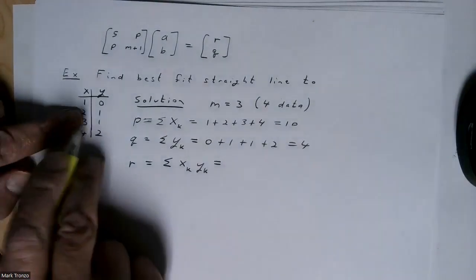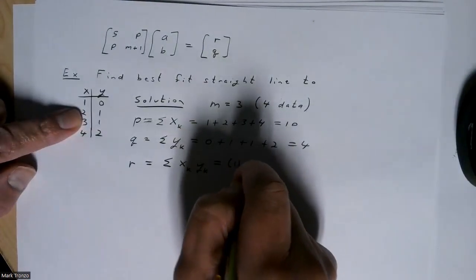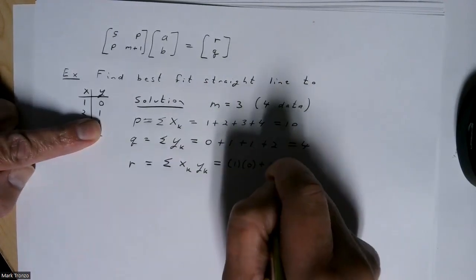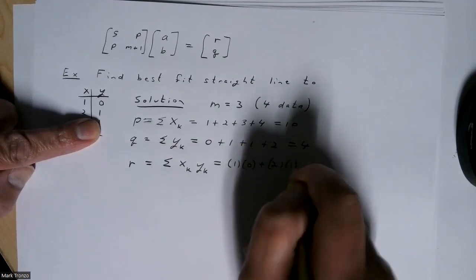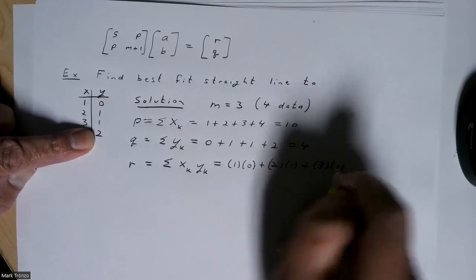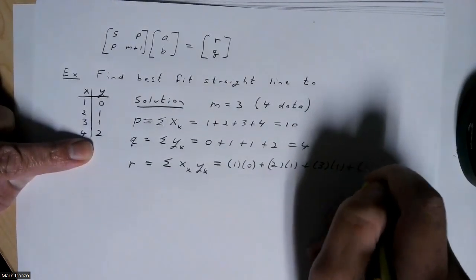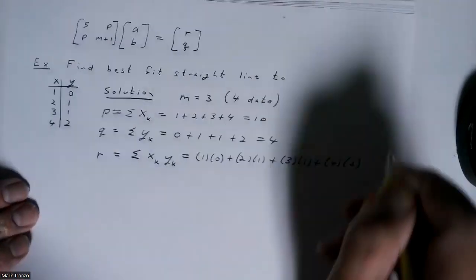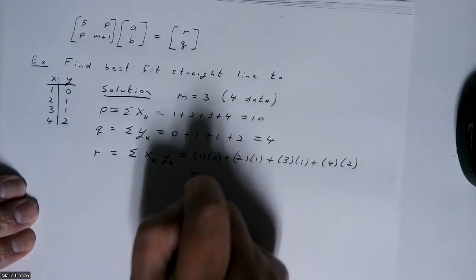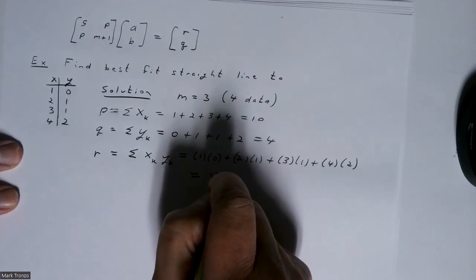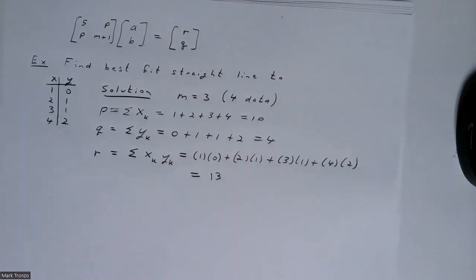So this is telling us we're going to take 1 times 0 plus 2 times 1 plus 3 times 1 plus 4 times 2. And when we sum all these up, that's going to end up being 13. That's going to be our value of R, 13.